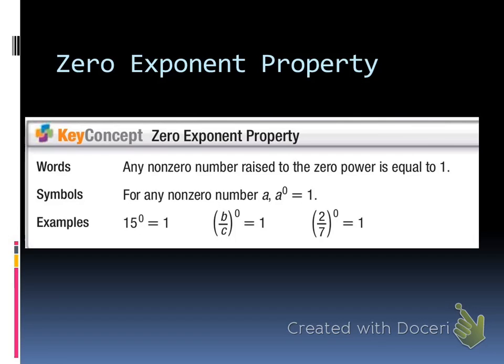Okay, next slide, we're going to go through this real quick because we already mentioned it. It's called the zero exponent property. Symbols: for any non-zero number a, a to the 0 equals 1. So anything to the 0 power is 1. That's what you need to write from this slide. Highlight and underline and put flashing lights around: anything to the 0 power is 1.